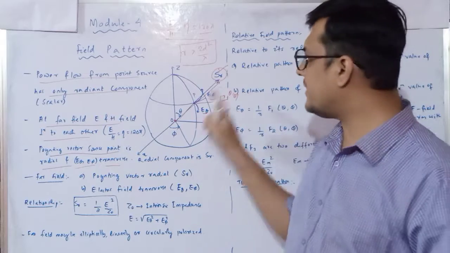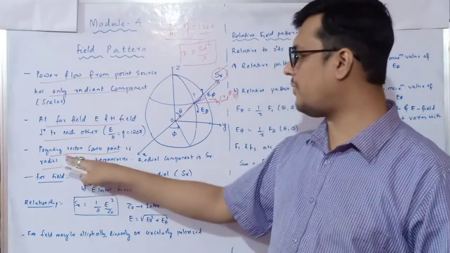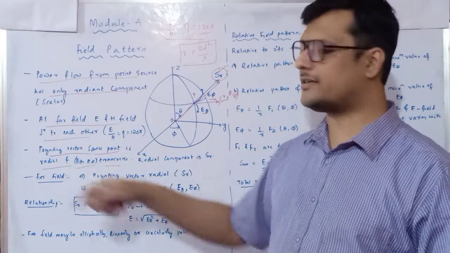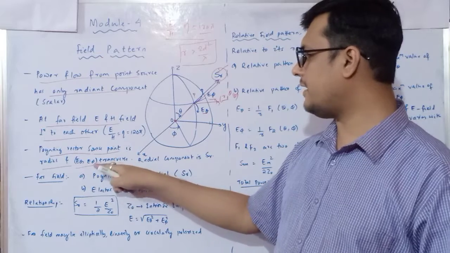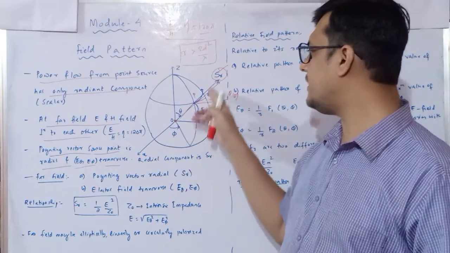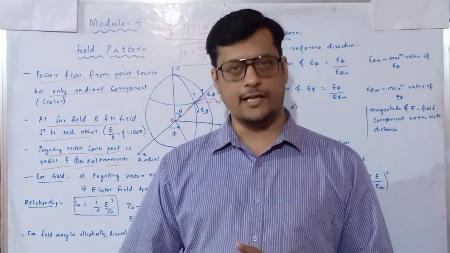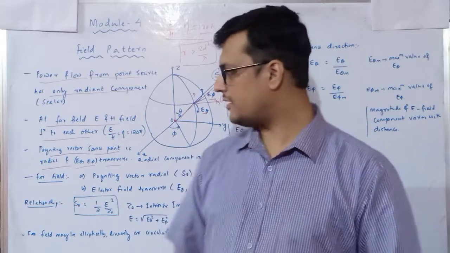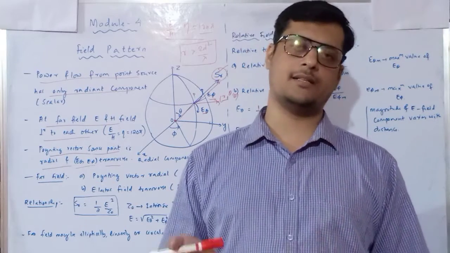This S R is identified with respect to the Poynting vector. Here the Poynting vector source point comes out radial in nature, and E theta and E phi are transverse in nature, perpendicular to each other. You can see E theta and E phi are both perpendicular to each other with respect to the radial component of the Poynting vector. Then at far field, because whatever we are measuring is at the far field.